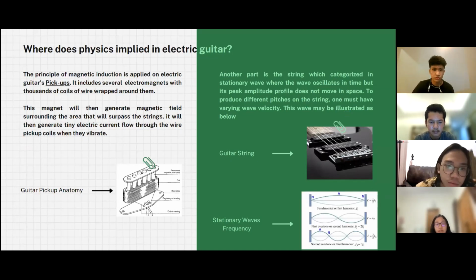For the third question regarding where, the question is, where is the physics implied in an electric guitar? The answer is in its pickup, the heart of the electric guitar. Inside the pickup's body, it includes one or more electromagnets with thousands of coils of very thin wire. This magnet will then generate a magnetic field nearby that passes up through the strings. As a result, the metal strings become partially magnetized, and when they vibrate, they make a very small electric current flow through the pickup coil wire.